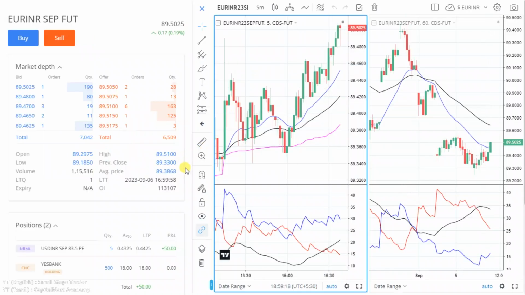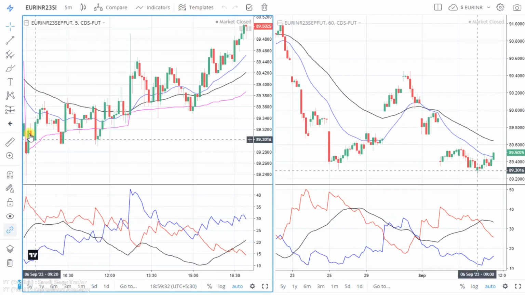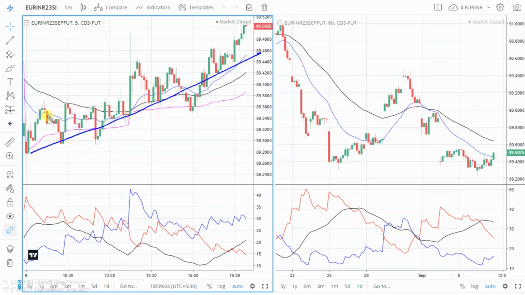Euro previously closed at 89.33 and opened at 89.29. We can see it was just 3 paise negative at the open, so almost flat we can say, but on a close to close basis it ended 17 paise positive. This is not much of a gap down, almost just flat. But if you see the total intraday, it almost traveled like a channel. So this is about intraday.